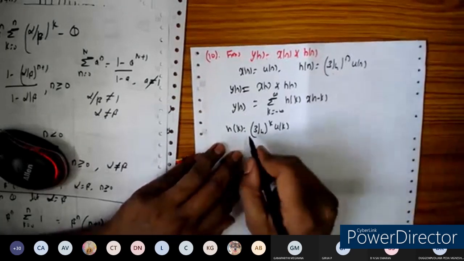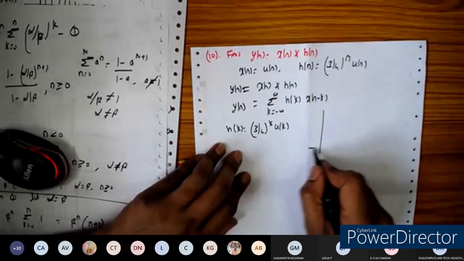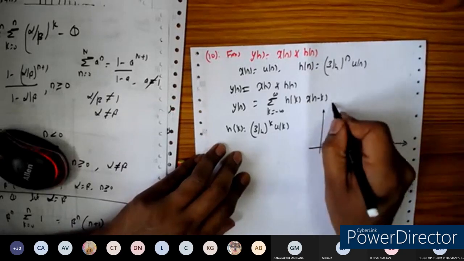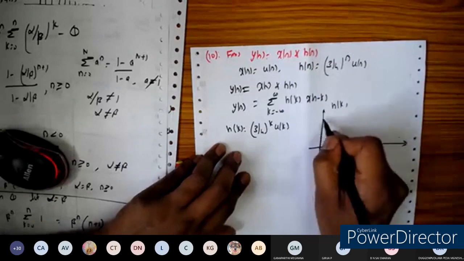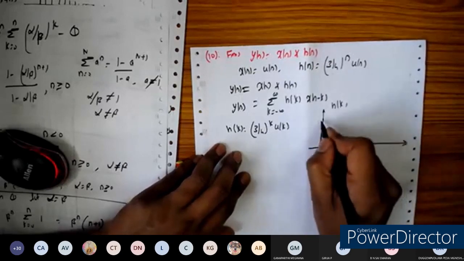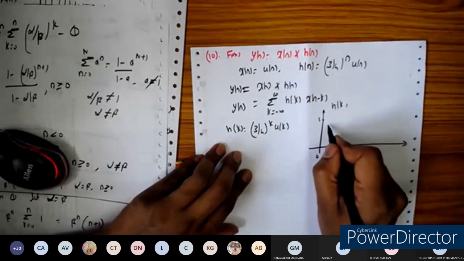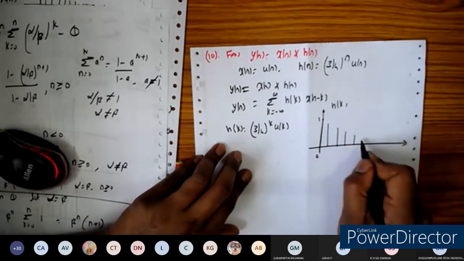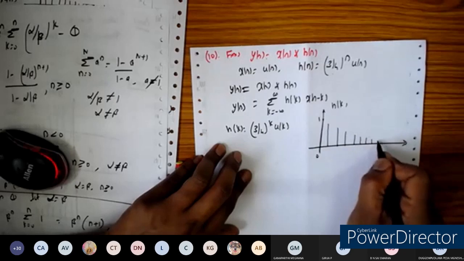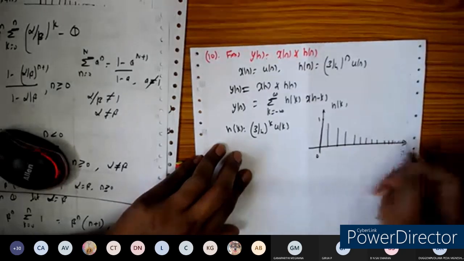So the waveform for h of k will become like this. So this is h of k. If I want 3 by 4, you can include it like this also. At k is equal to 0, this will become 1 here. At k is equal to 1, it is 3 by 4. Like this, a decreasing waveform will be there, because 3 by 4 is less than 1. So it is an exponentially decaying signal. We'll get it like this here.